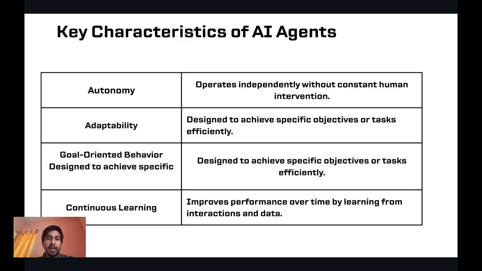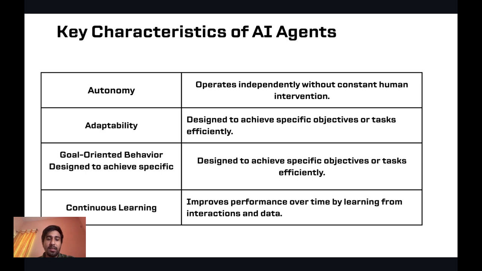The key characteristics of AI agents are, first, autonomy, so it can operate independently without constant human intervention. So it doesn't always need human intervention. It can make decisions independently based on the requirement. And adaptability, it can achieve a specific objective or task efficiently in different kinds of situations, and it can be adapted to diverse scenarios. And it generally has goal oriented behavior, designed to achieve specific goals efficiently.